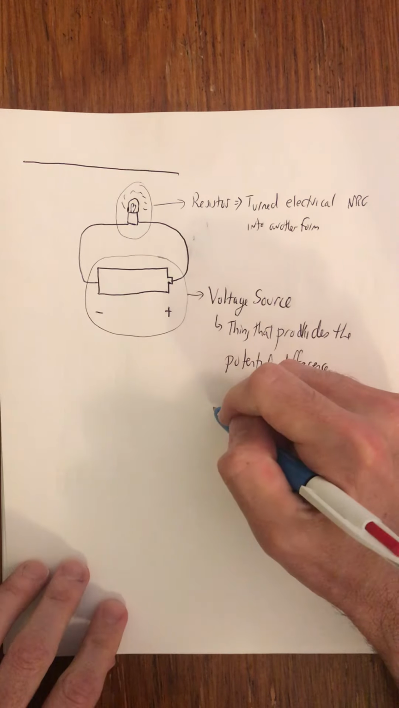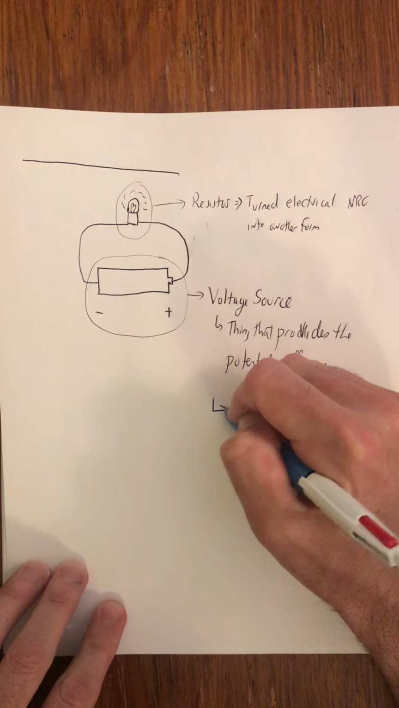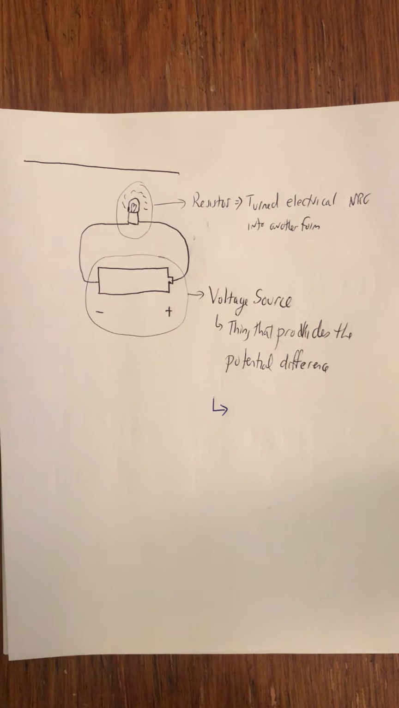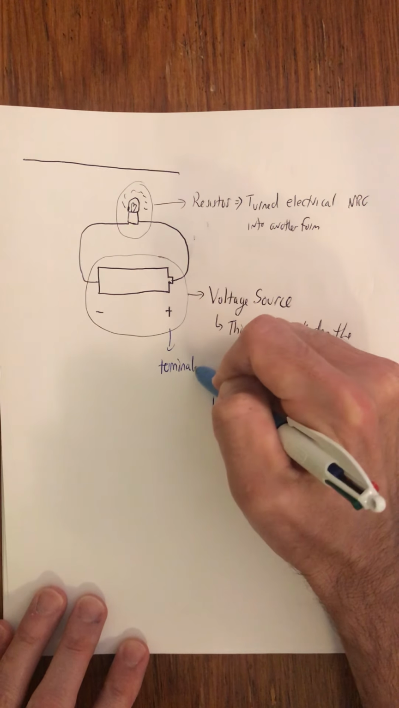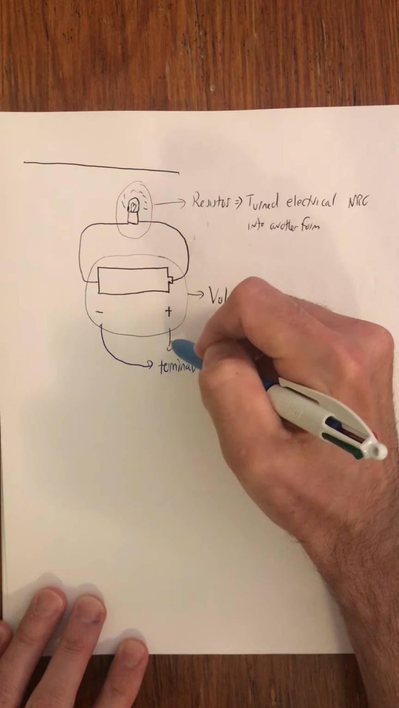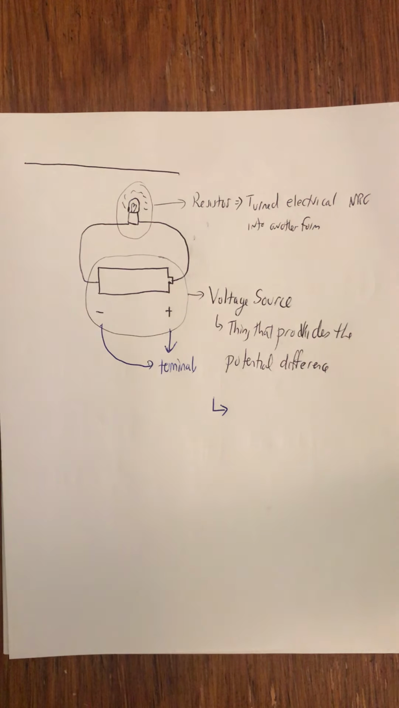For a voltage source, what we need to do is somehow have two ends of the voltage source. These ends are called the terminals of the battery, right? So I have a positive terminal and a negative terminal. Even when I have other voltage sources, they always have two terminals, a positive end and a negative end.